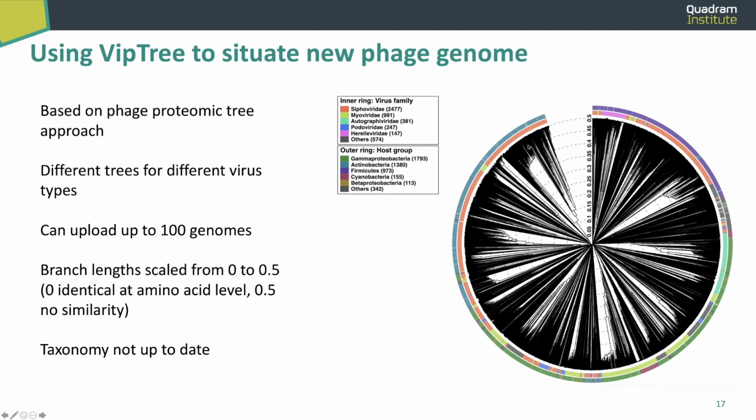And this is why this can be a good feature for you to find your relatives, because if you are able to place it in one of the branches where you have a clustering, then you know that these are your closest relatives. And then you can start working from here. If you're unfortunate and your genome has a branch length that is just 1 with everybody, then, well, you're either unfortunate or very fortunate because you found a really novel phage. And just to say, the taxonomy of this inner ring is not up to date because we have many more phage families at the moment.